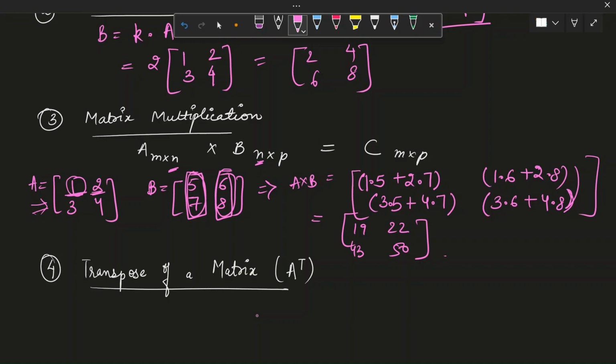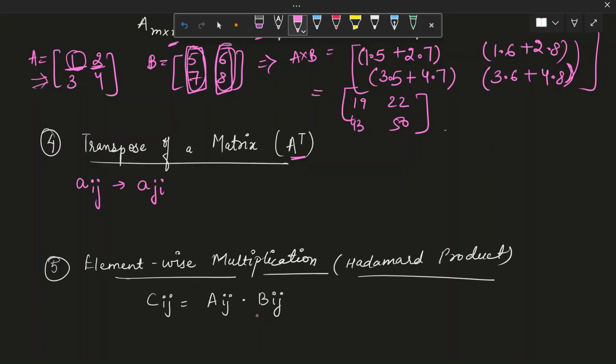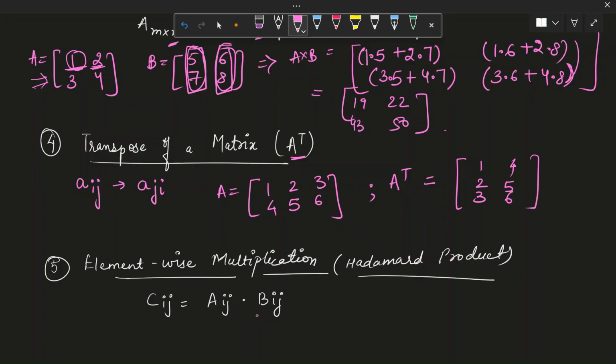Then comes the transpose of a matrix. The transpose of a matrix A is denoted as A transpose and is obtained by swapping rows and columns. Simply, if the element is A i j, in the transpose it will be A j i. So if there is a matrix like this, the transpose of this matrix will be like this. Rows are converted into columns in a simpler way.